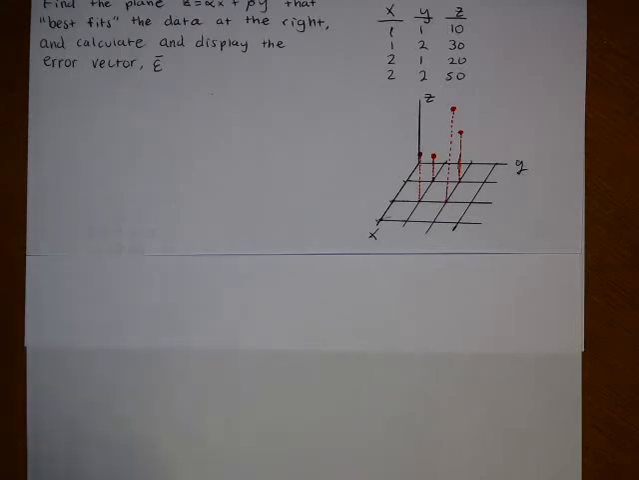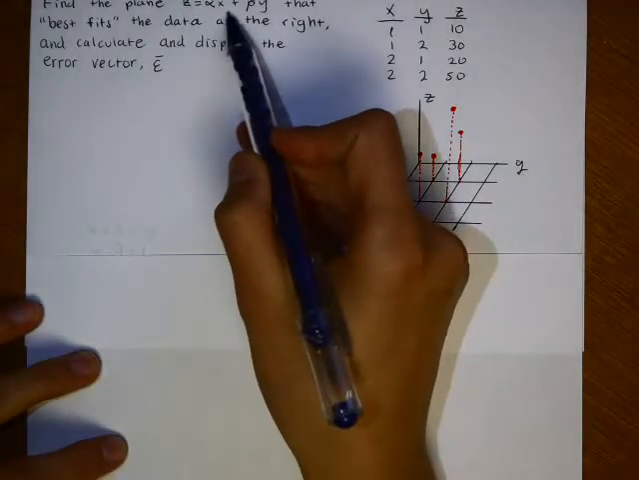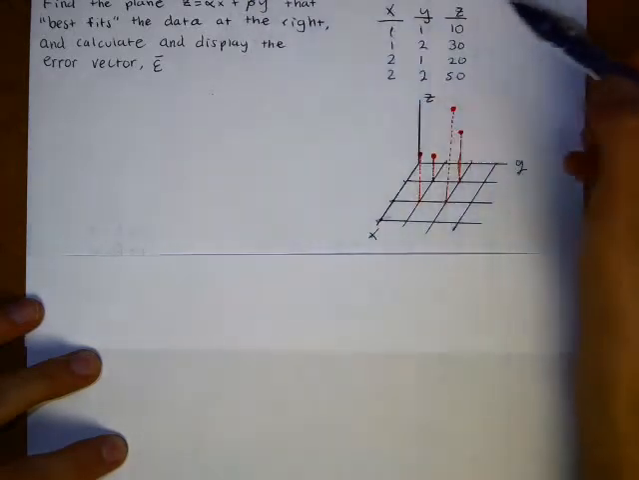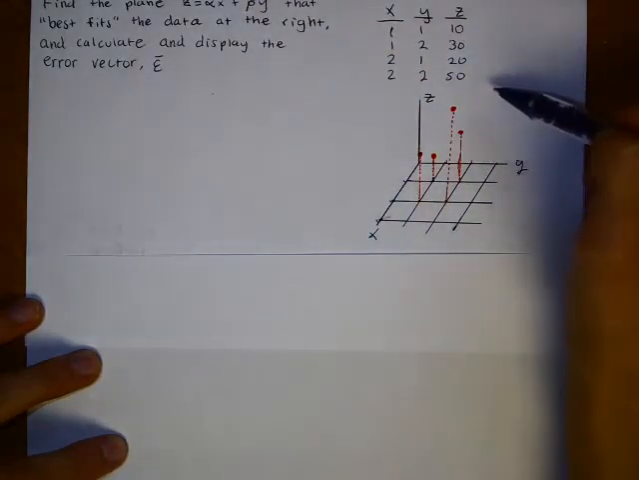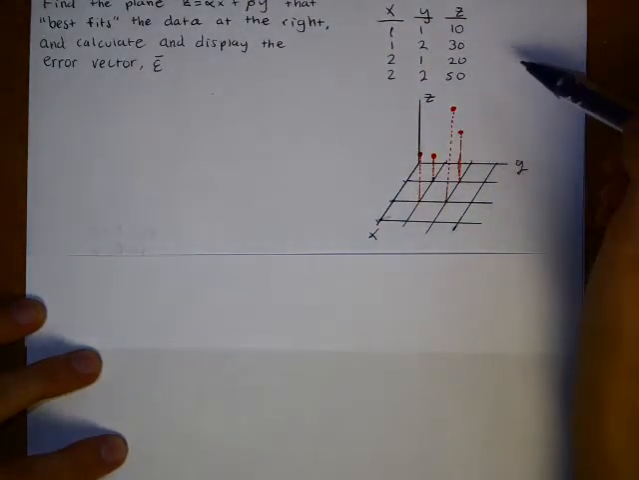In this example, we're going to find the plane z equals alpha x plus beta y that best fits these data here on the right. And we're also going to calculate the error vector.